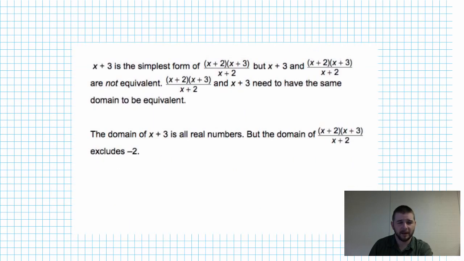Another example of this, I'll breeze through this one. X plus 3 is the simplest form of that expression, but x plus 3 and that expression are not equivalent. They don't have the same domain. Note the domain of x plus 3 is all real numbers. There are no points of discontinuity, but the domain of this other expression, in this case, does have a point of discontinuity at negative 2, meaning that value is not in its domain.